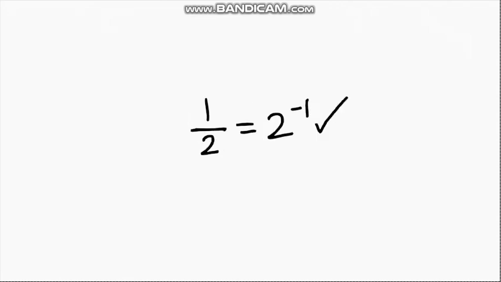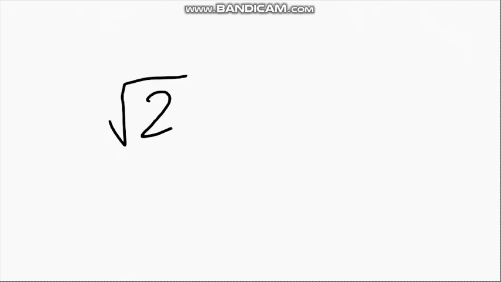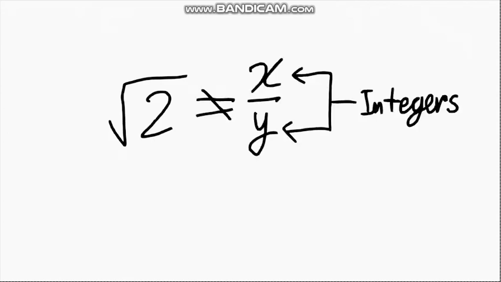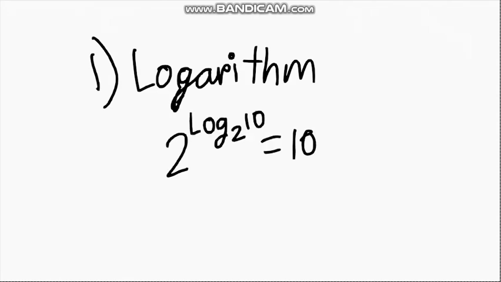So, yes, this works. Let's talk about reversing exponents, because there are 2 ways to do it and both yield irrational numbers. Irrational numbers cannot be represented as a division between 2 integers. Now the first way is logarithm. Raising 2 to what will give 10? The answer would be log base 2 of 10, this is called logarithm.